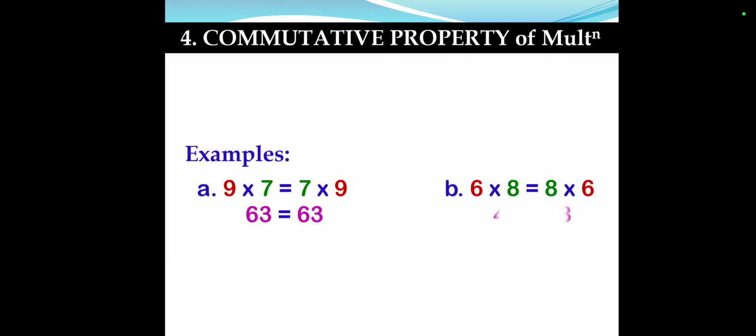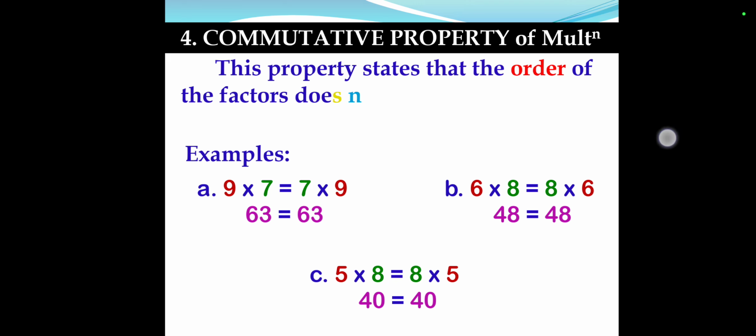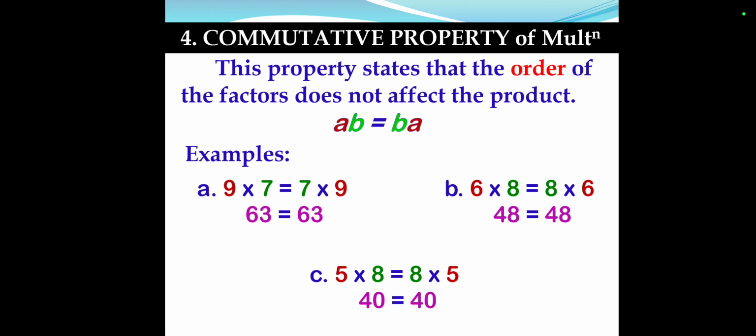The same thing, if we multiply 9 times 7, it is equal to 63. The same result will also happen if you change the order to 7 times 9. And you can see that from the example. So this property states that the order of the factors does not affect the product. So A times B equals B times A.